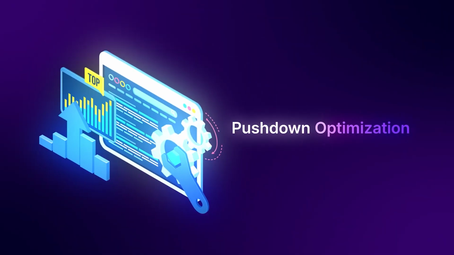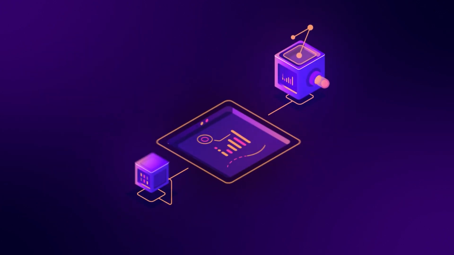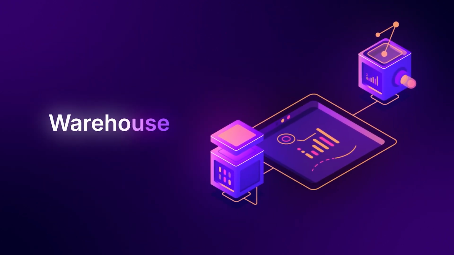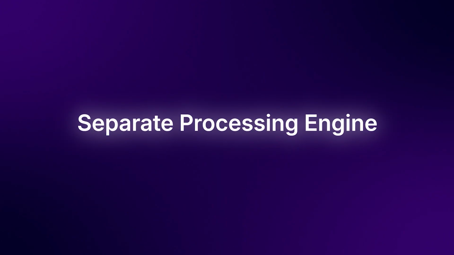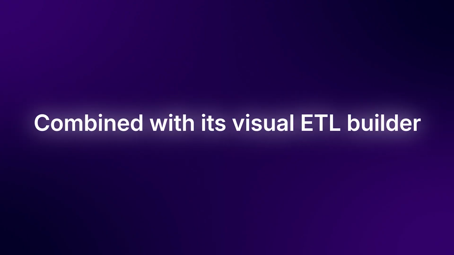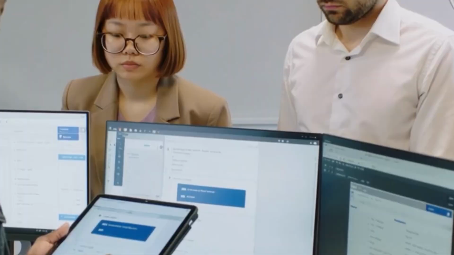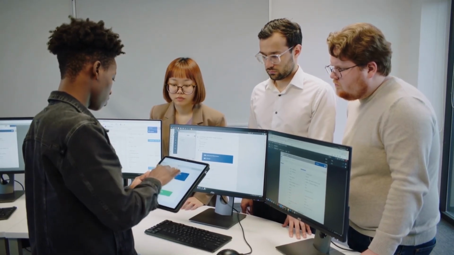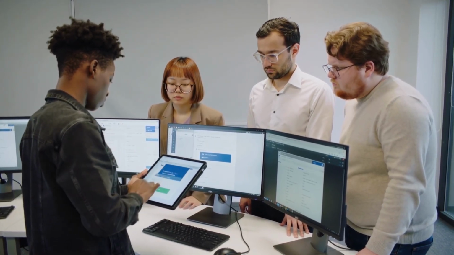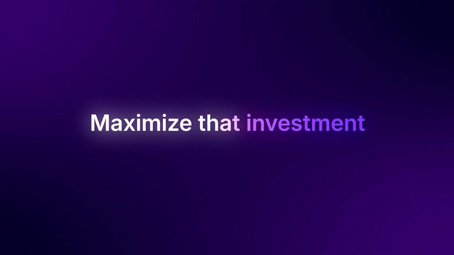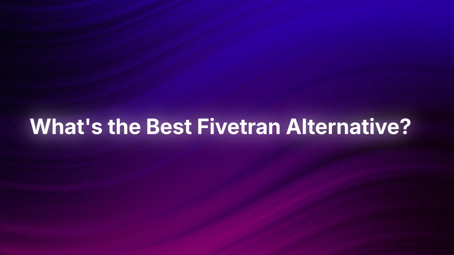Its biggest strength is push-down optimization, allowing transformations to run directly inside the warehouse instead of on a separate processing engine. Combined with its visual ETL builder, it provides an efficient way to build warehouse-native data pipelines. That approach works particularly well for engineering teams that have already invested heavily in their cloud warehouse and want to maximize that investment. So what's the best Fivetran alternative?